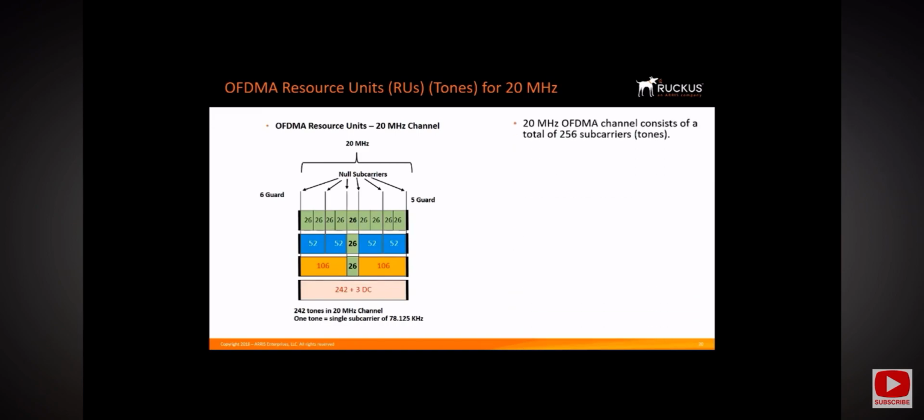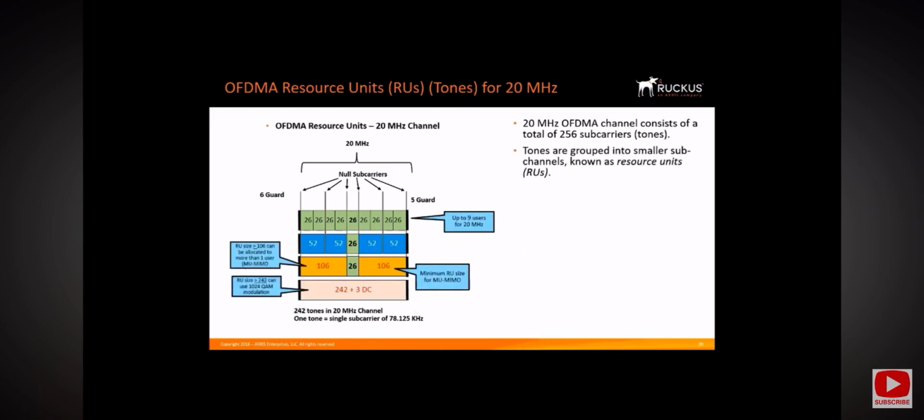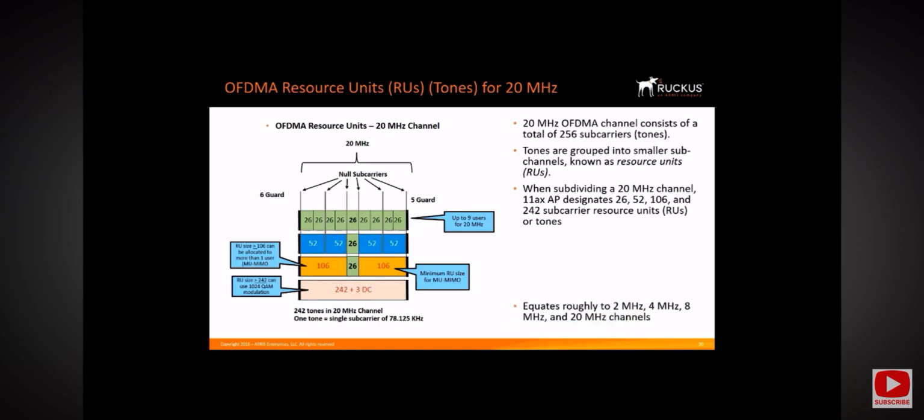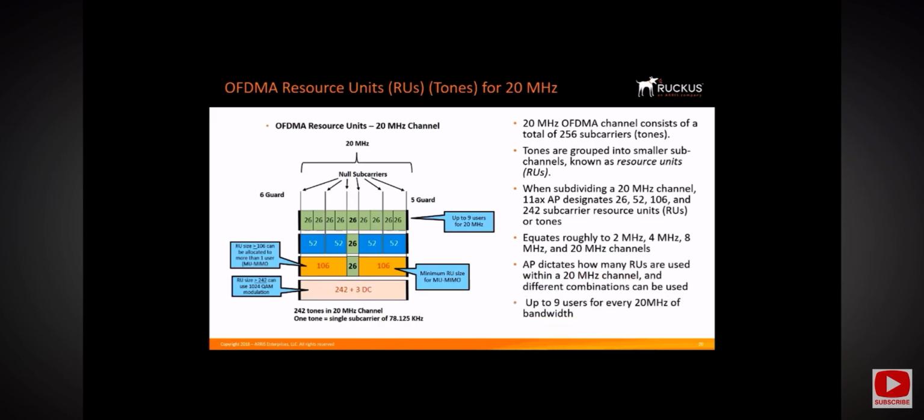The 20 MHz OFDMA channel consists of a total of 256 subcarriers. These subcarriers, or tones, are grouped into smaller subchannels known as resource units, with a minimum size of 26 carriers, which will accommodate up to 9 users for every 20 MHz bandwidth. For example, when subdividing a 20 MHz channel, an 11ax AP designates 26, 52, 106, and 242 subcarrier resource units, which equates roughly to 2, 4, 8, and 20 MHz channels, respectively. The 11ax AP dictates how many RUs are used within a 20 MHz channel, and different combinations can be used.